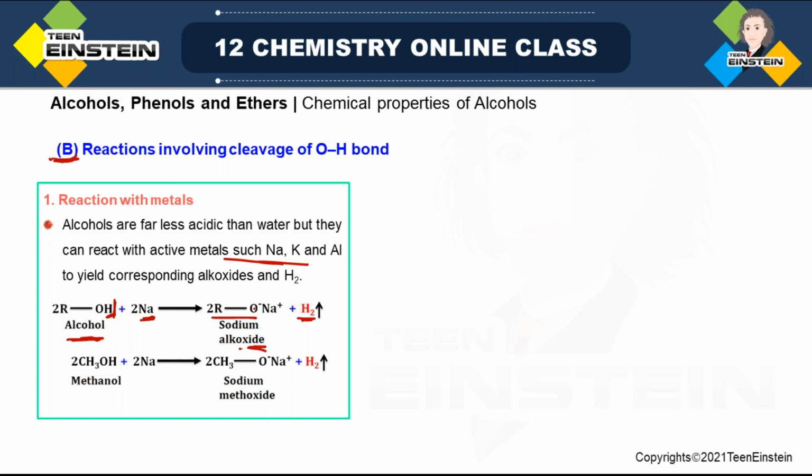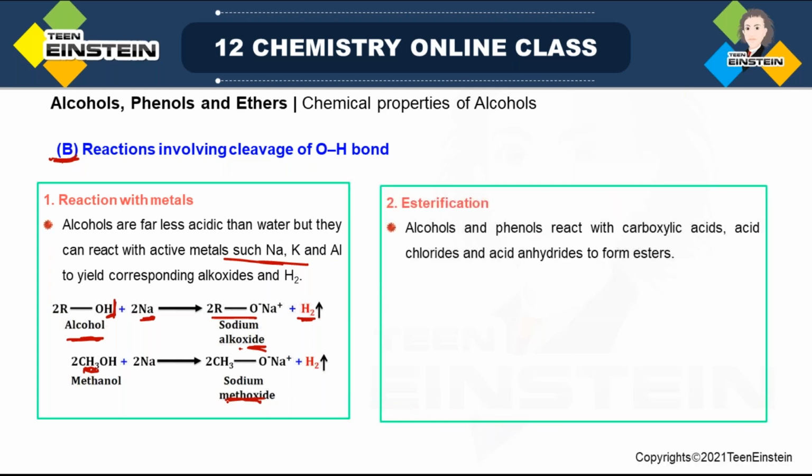Now as it is general structure, because we do not know what is R group, so you will call it alkoxide, fine. But suppose if it is methyl, you will call it methoxide. If it is potassium, it is potassium methoxide, fine. If it is propyl group, it is sodium propoxide, like this. But alkoxide is the general term. Next type of reaction that is possible for OH bond cleavage is esterification.